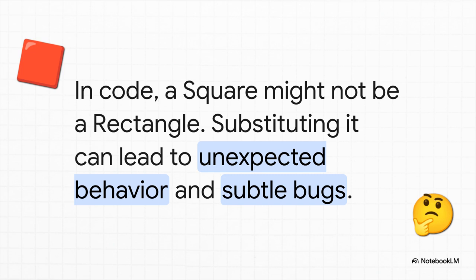Think about it. You have some code that works with a rectangle. It sets the width to 10 and the height to 20. Now what happens if you feed it a square instead? A square has to have equal sides. So what does it do? This little logical mismatch breaks the substitution rule and creates these super subtle, really annoying bugs. It's a great reminder that real-world logic doesn't always translate one-to-one into code.